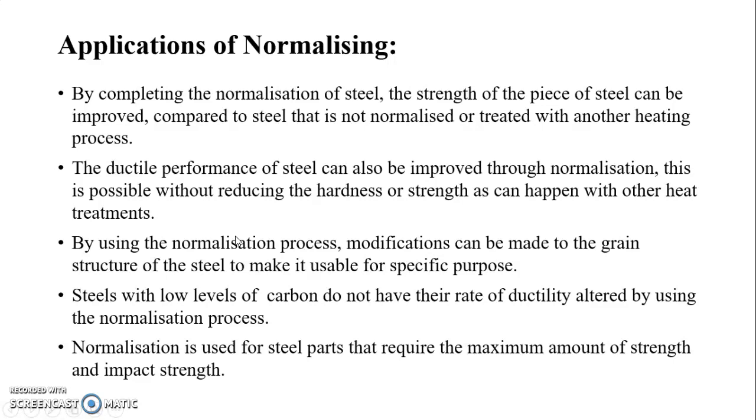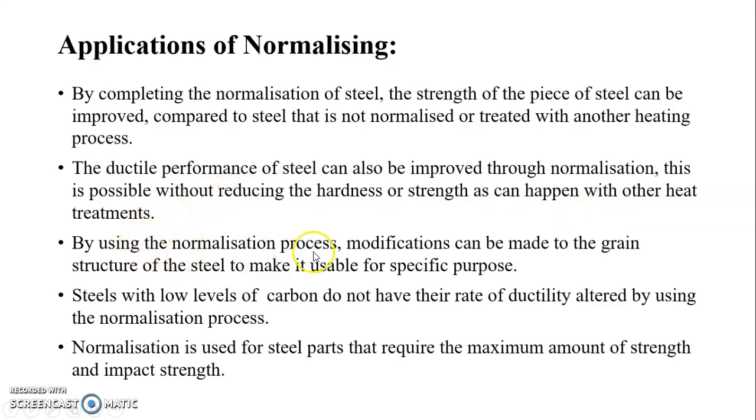Then there are some applications of normalizing. By normalizing steel, the strength of the piece of steel can be improved compared to steel that is not normalized or treated with another heating process. The ductile performance of steel can also be improved through normalization. This is possible without reducing the hardness or strength, as can happen with other heat treatments.